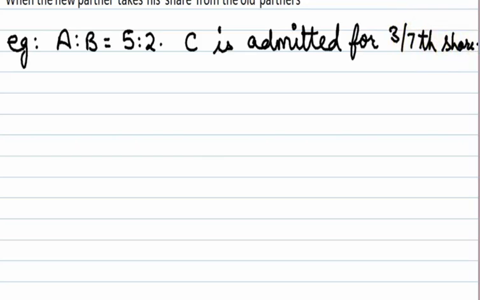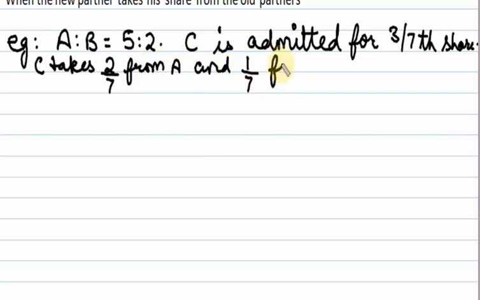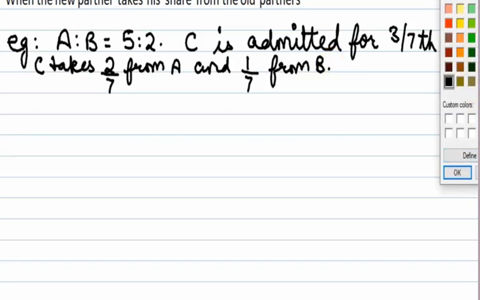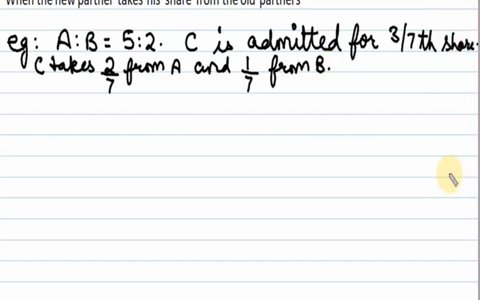If only this much is given then it will be just like case first, but here what else is given? C takes 2/7 from A and 1/7 from B. So the change is that here you are also given in what ratio or in what part C is taking his share from the old partners, that are A and B.